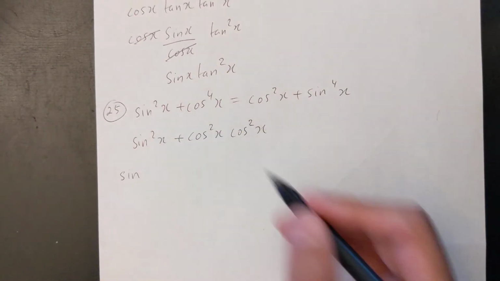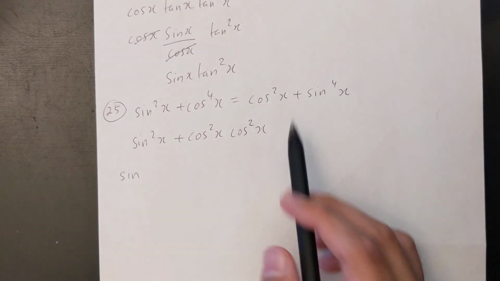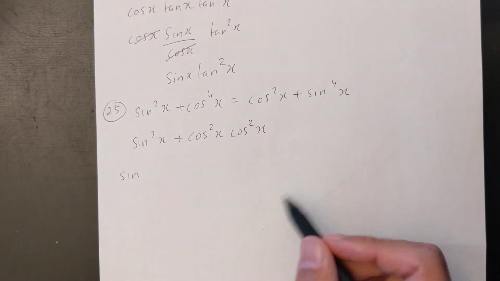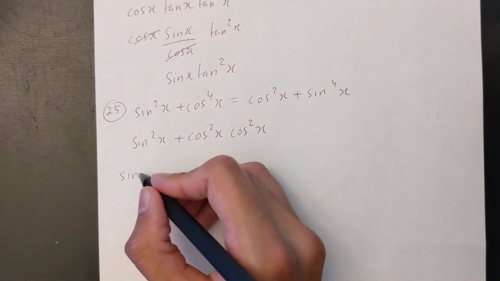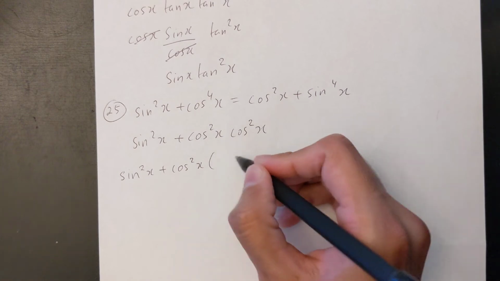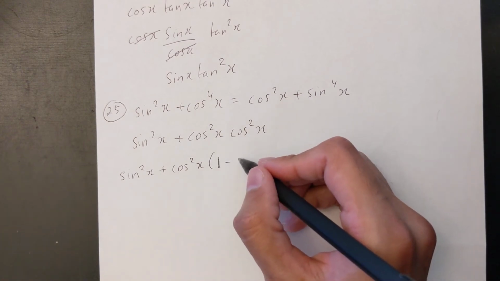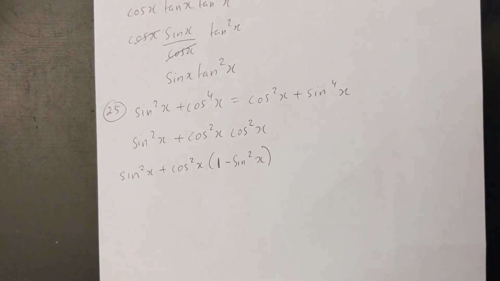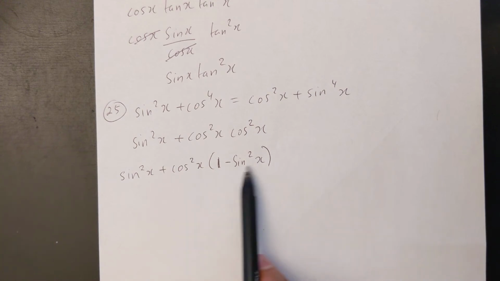I could convert that into something else, but there's no 1 minus, there's no negative cos square x on this side, so I don't want to do that. Now I'm going to convert this into 1 minus sine square x. Okay, so now I'm going to multiply this into the bracket.